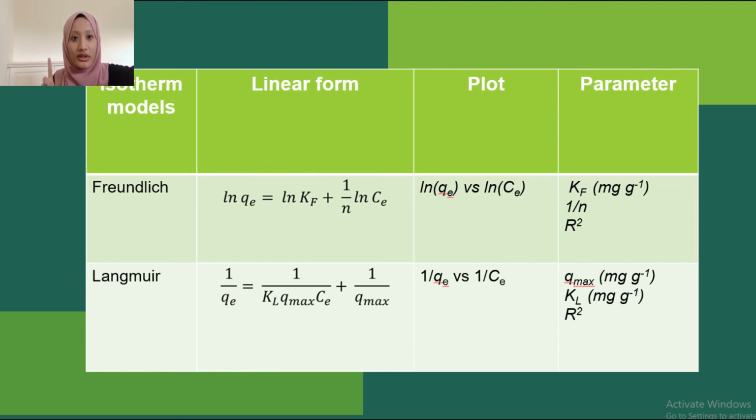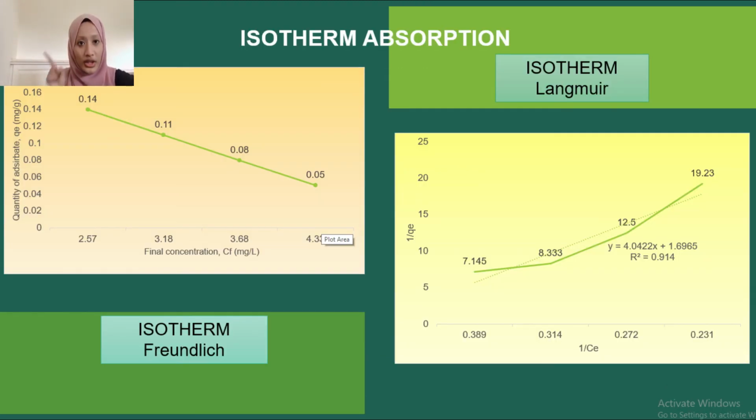This table is the value of Qe and Ce. This is for the Freundlich isotherm. This is the value of ln Qe and ln Ce. Okay, next this is the graph of ln Qe versus ln Ce. For the Langmuir isotherm, this is the value of 1 per Qe and 1 per Ce. So the graph is 1 per Qe versus 1 per Ce. Okay, this is the graph.